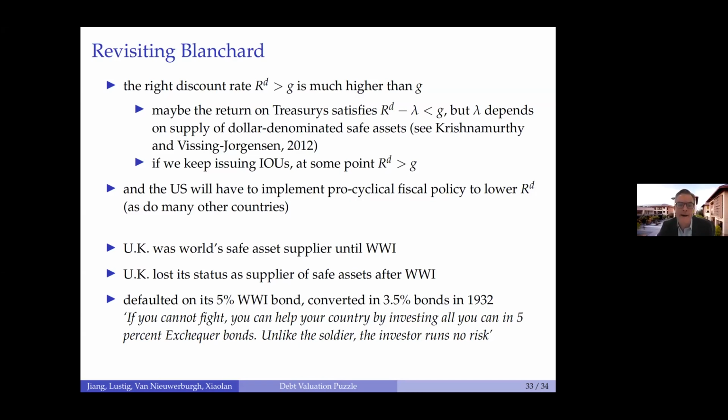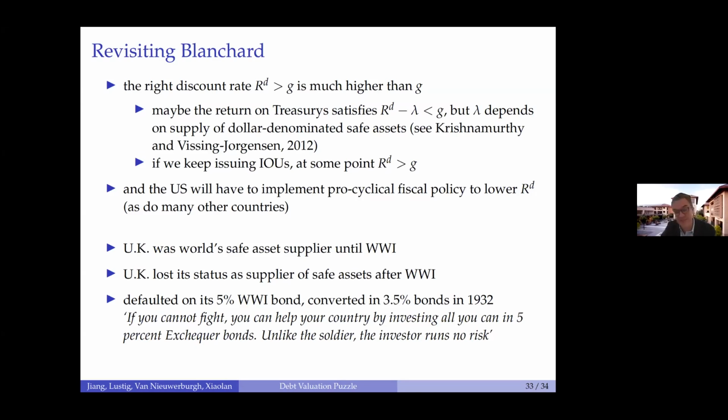And actually, there are some interesting parallels in history. If you go back to before the First World War, the key supplier of the world's safe asset was the UK. Now, of course, to finance the war effort, the UK was forced to flood the market with safe assets. It actually lost its status as supplier of safe assets after World War I, and you can see this because interest rates were much higher afterwards than before.